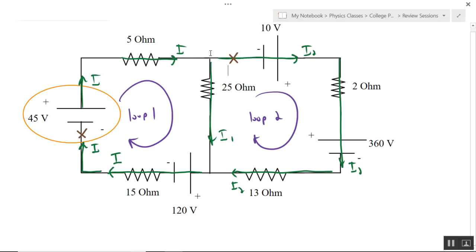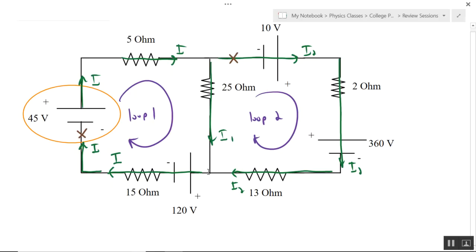And then I have to go down the middle. So the next thing I see when I go down the middle, in fact the only thing in the middle, is this 25-ohm resistor. So I'm going with the current through that resistor. So is that a gain or loss? Loss. Of what? Right, I1 times 25. So you write down minus I1 times 25 ohms.